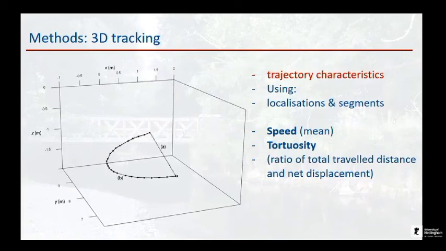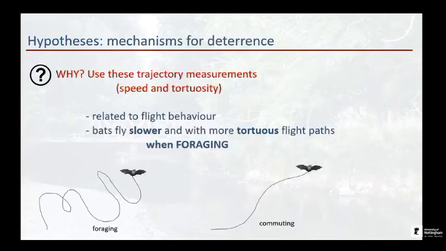What you can also get out of this are specific trajectory characteristics such as speed, and so the average speed of a trajectory, and also the tortuosity, so how curved the flight path is that a bat is taking. And these are really useful for answering questions about behaviour. So why would I want to use these for what I'm looking at? So the way a bat flies is related to its behaviour, so its speed and its tortuosity, and how it's flying are dependent on whether it's foraging or commuting.